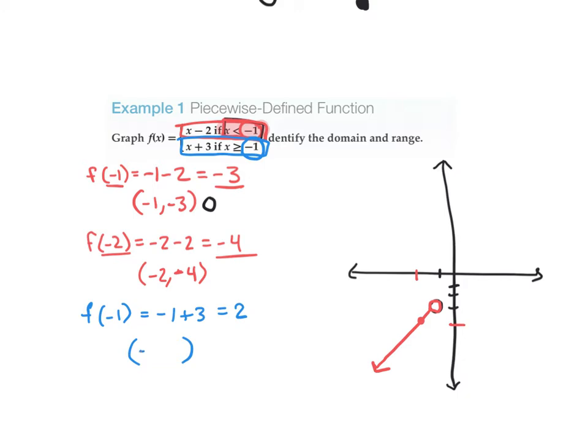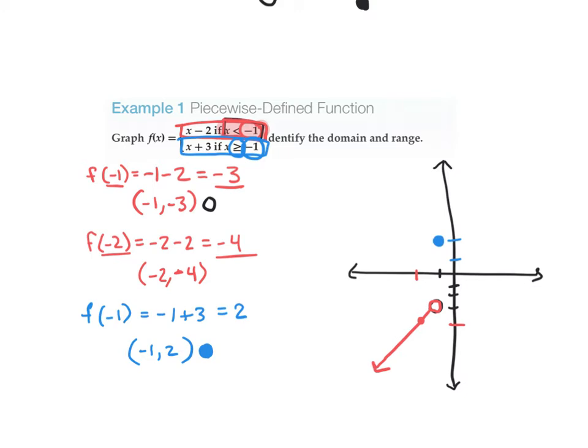Negative 1 and 2. Negative 1, 2. So we're going to go to the left 1 and up 2. Are we going to put an open circle or closed circle here? Closed circle, because we have greater than or equal to. So that equal to means that we have a closed circle. So left 1, up 2, and closed circle there.